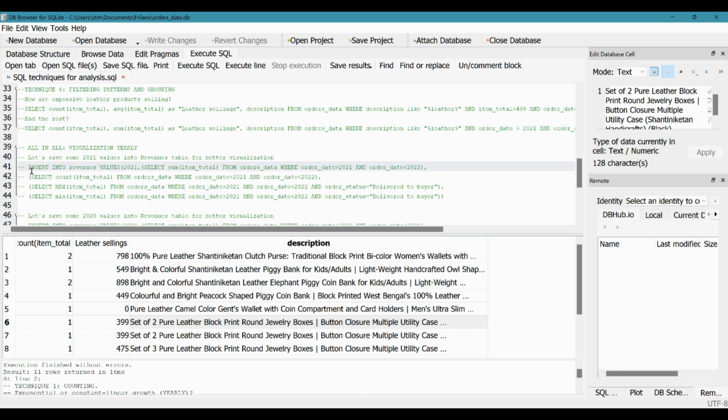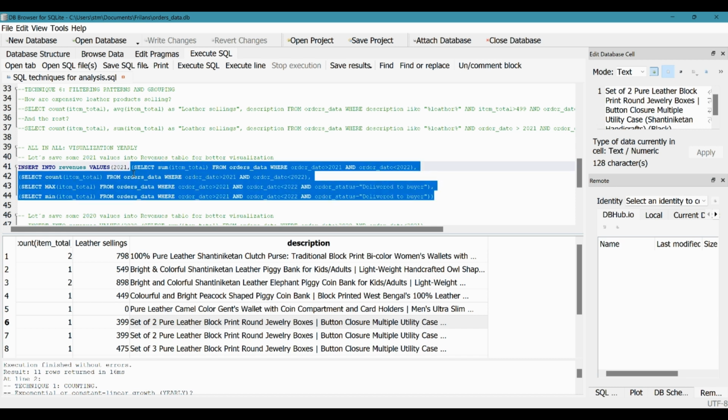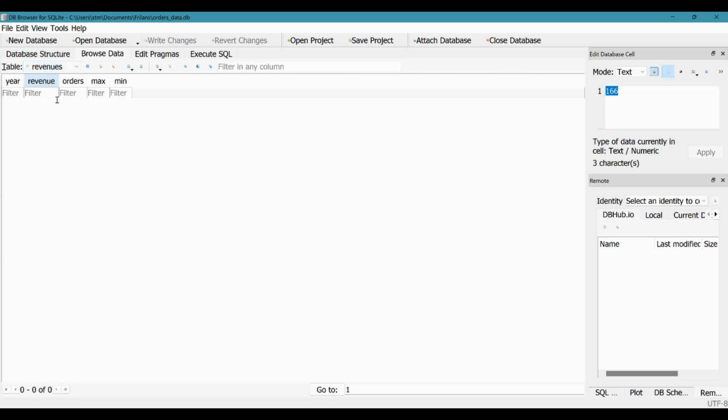Okay, we can do some operations in order to have a better overview of the data when we are doing predictions from one year to another, from one quarter to another, and that is that we can sample the data in a new table, which I called here revenue table, revenues.